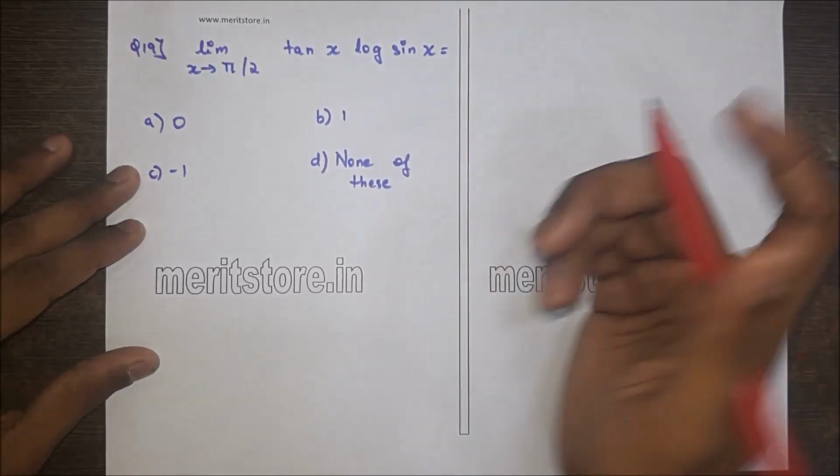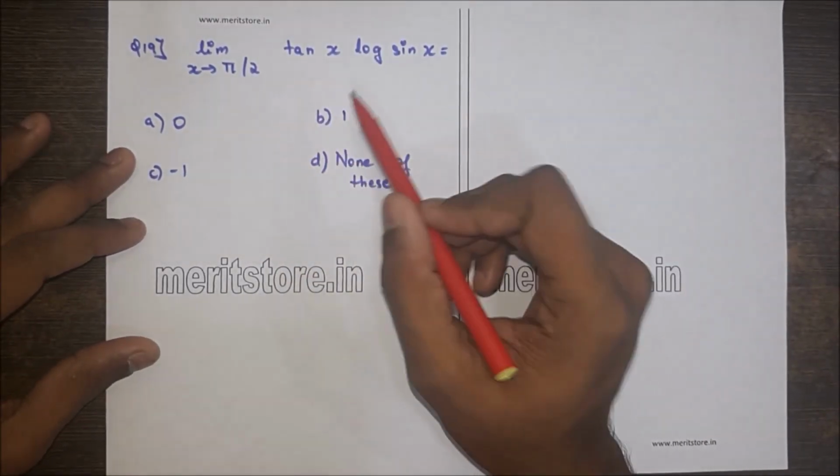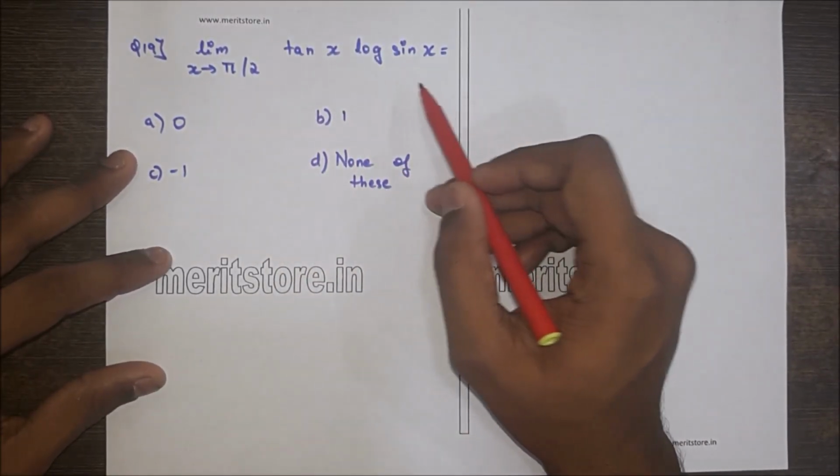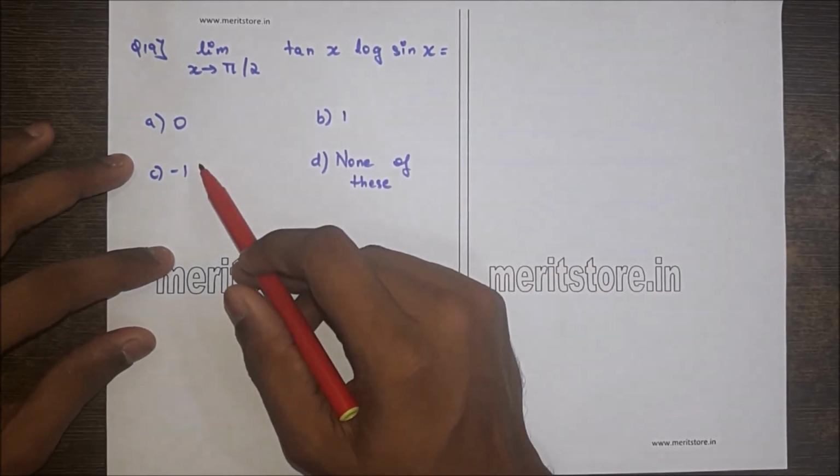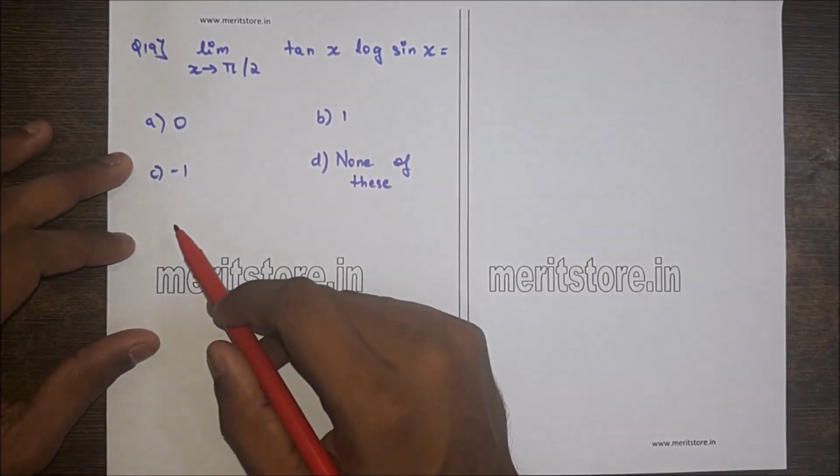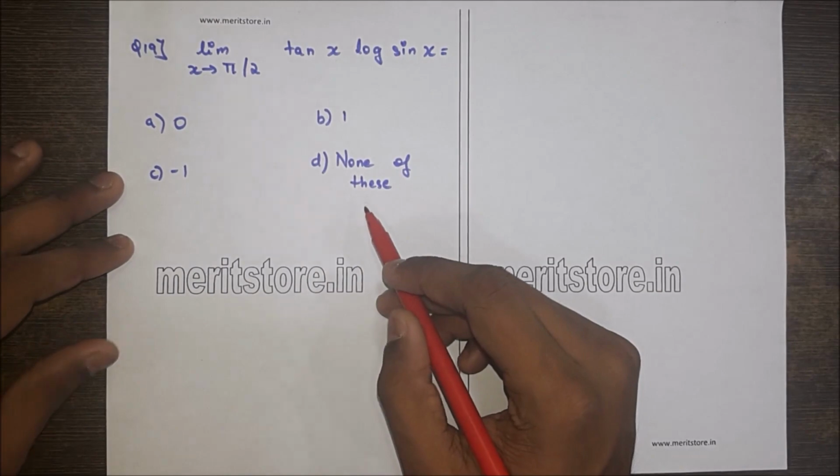Limit of x tends to pi by 2 of tan x into log sin x equals: A 0, B 1, C minus 1, and D none of these.